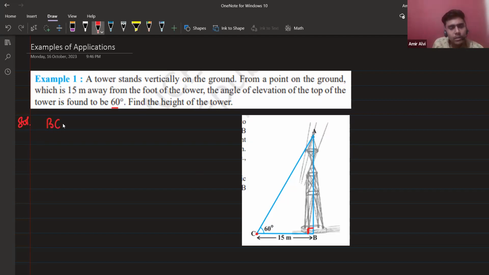So BC is given as 15 meters. Angle C is given as 60 degrees. Clear? That's the only thing which is given in the question. Yes, sir. Now think about it. Base is given. We need to find out the height.